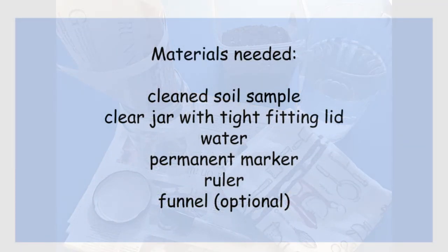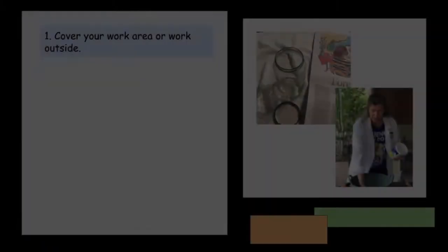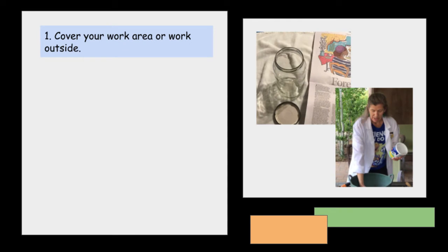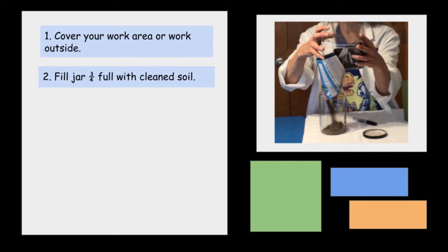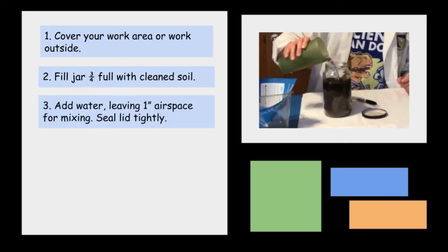Next, you need to gather the following materials for the soil texture analysis. Step 1. Cover your work area or work outside. Step 2. Fill jar about 3/4 full with cleaned soil. Step 3. Add water, leaving about 1 inch of airspace. Seal the lid tightly.